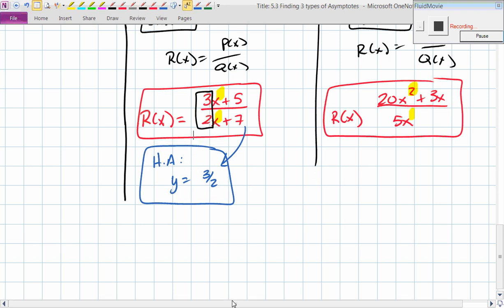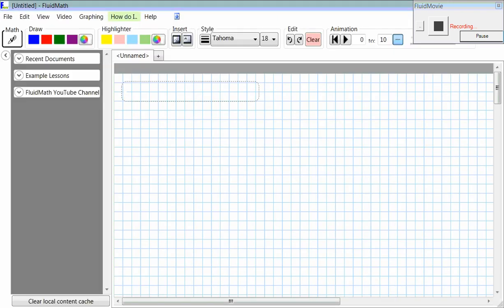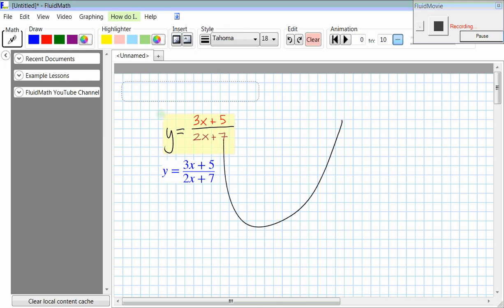I know it is. Okay, I'm gonna prove this to you right now. Go ahead, write that down. And I'm gonna bust open Fluid Math, and I'm gonna show you exactly how this works. Does someone remember that rational function? It was y equals 3x plus 5 all over 2x plus 7. Does that look good? Okay, good. I'm going to graph this line right here. This is a rational function.